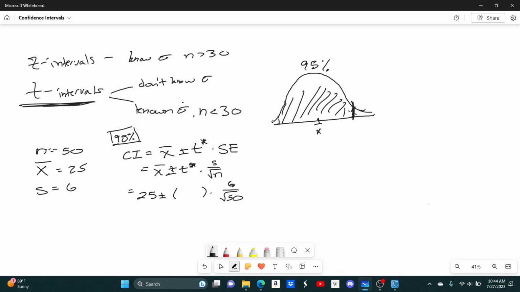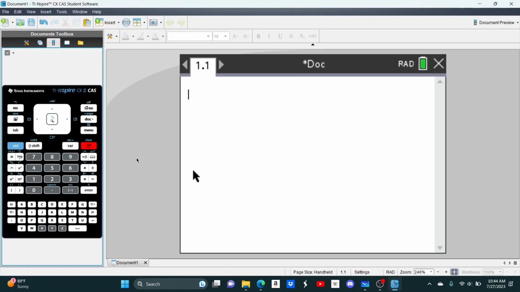If that's 95%, then these two together would be 5%. So that's 0.025. So the area to the left of this would be 0.975. And that's information we're going to need to know for our inverse t. So to get to that, you can go to your calculator.